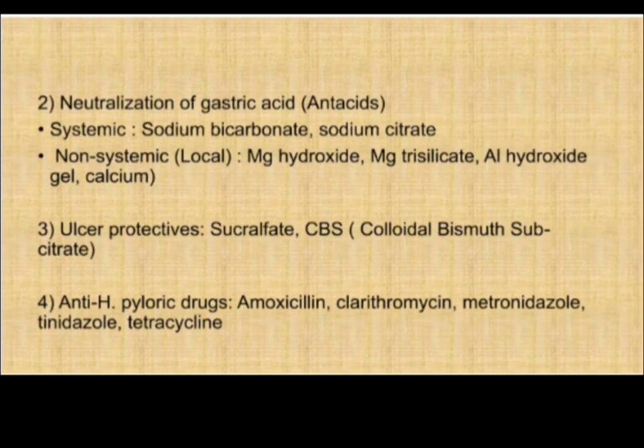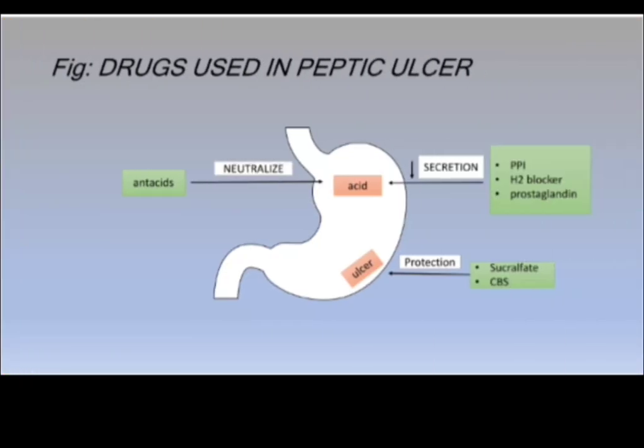Neutralization of gastric acid, antacids. First one, systemic: sodium bicarbonate, sodium citrate. Non-systemic: magnesium hydroxide, magnesium trisilicate, aluminum hydroxide gel, calcium carbonate. Ulcer protectives: CBS, colloidal bismuth subcitrate. Fourth one, anti-H. pylori drugs: amoxicillin, clarithromycin, metronidazole, tinidazole, tetracycline. The drugs used in peptic ulcer.